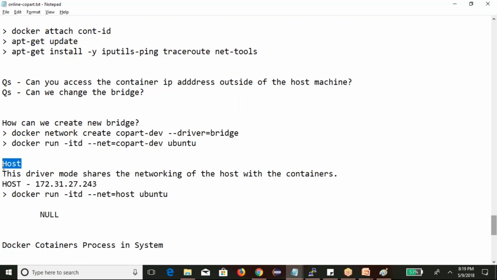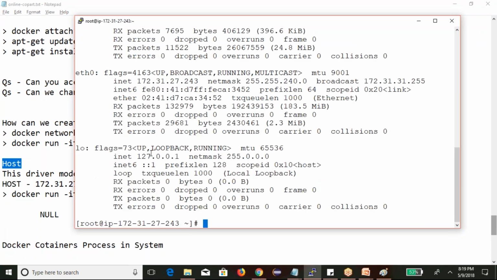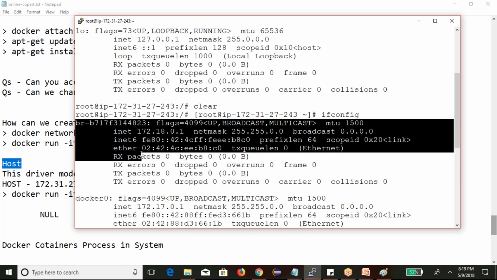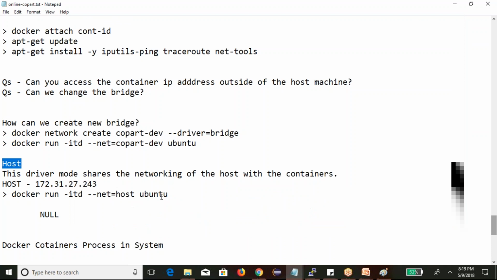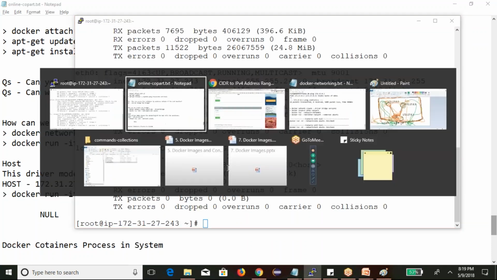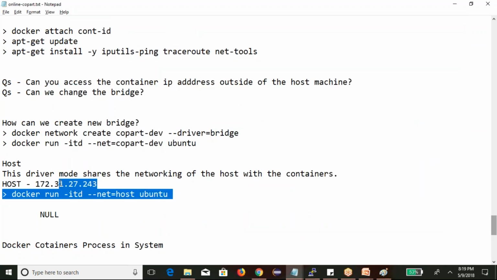So basically, when you create a container using the host driver, whatever host network interface, Ethernet, bridge you have, it will get mapped to the containers also. In simple words, whatever you can do with the bridge, whatever you can do with this host, you can also do with the containers, because both share the same network, and this is how it is.